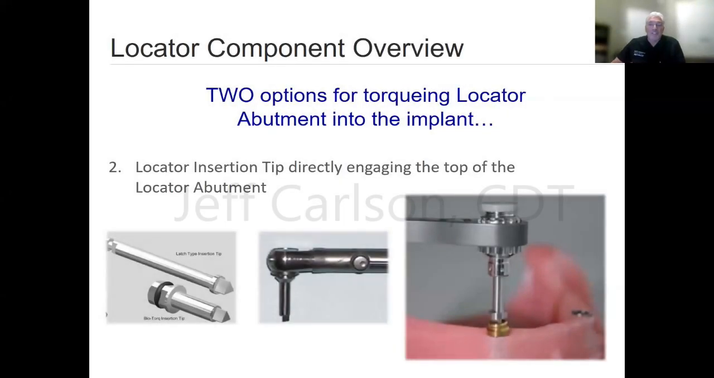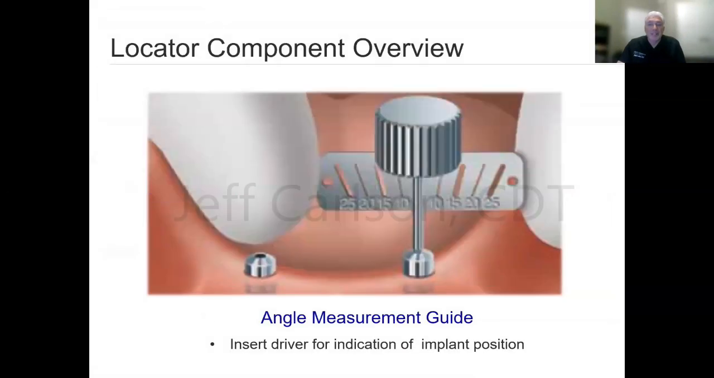So there's also, this is the tool itself. This is probably a more predictable way, only from the standpoint you can see it fit, engage a little bit better. If you get off a little bit, you don't want to strip those and strip a tip off, so they have the latch type or an insertion torque tip, but for torquing the abutments into place.